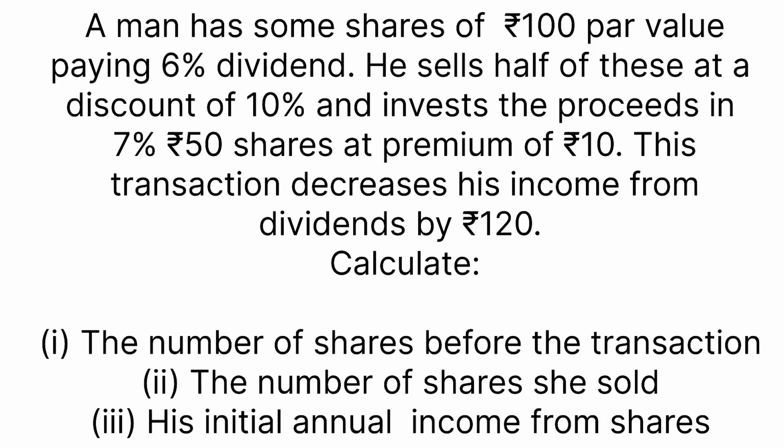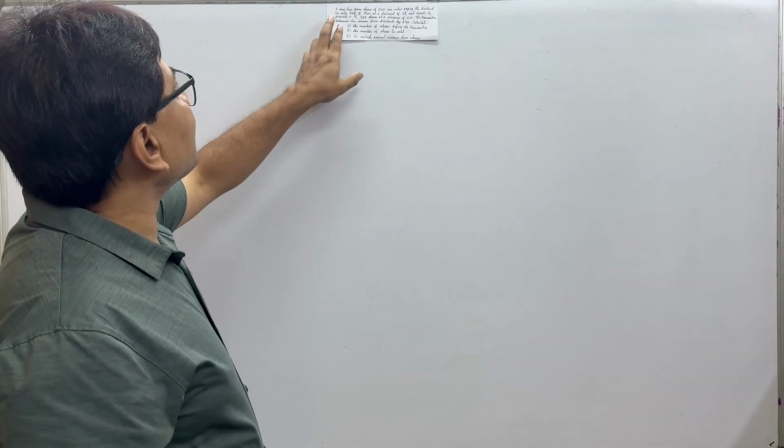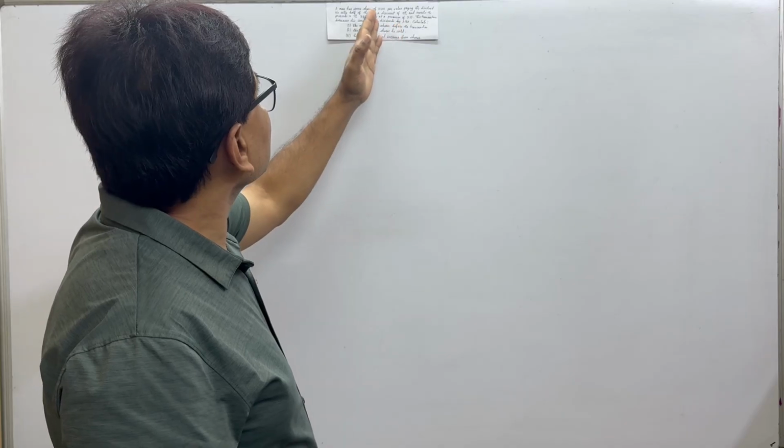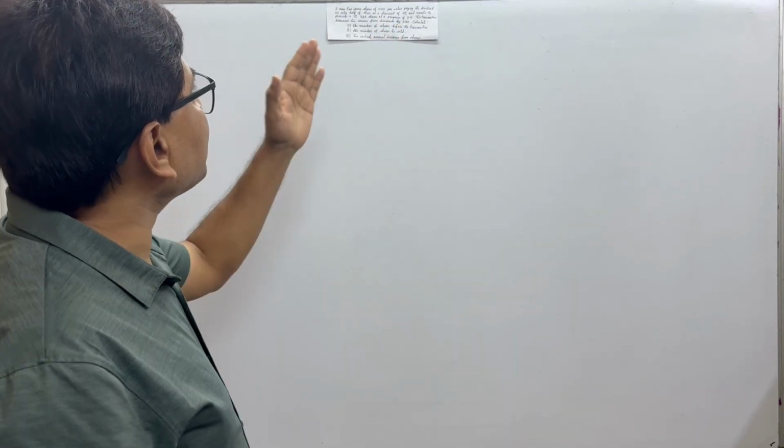Number 1, the number of shares before the transaction. Number 2, the number of shares he sold. And number 3, his initial annual income from shares. So a man has, suppose X number of shares of rupees 100 par value, paying 6% dividend. Now what is that par value?